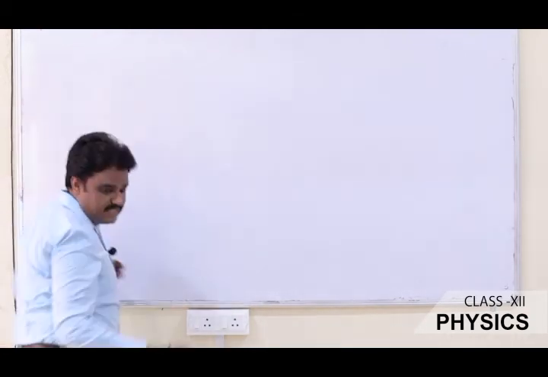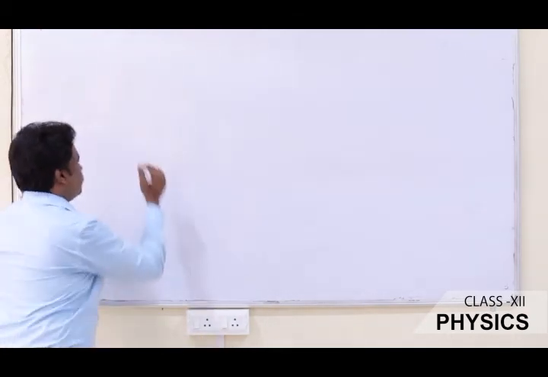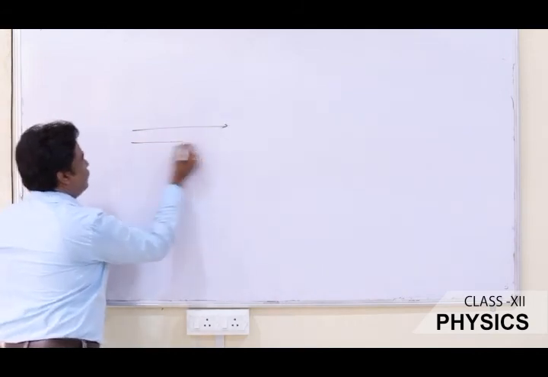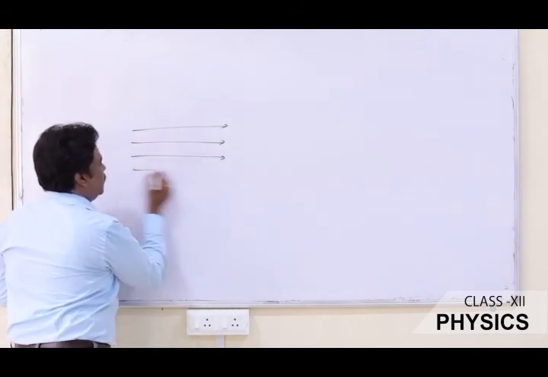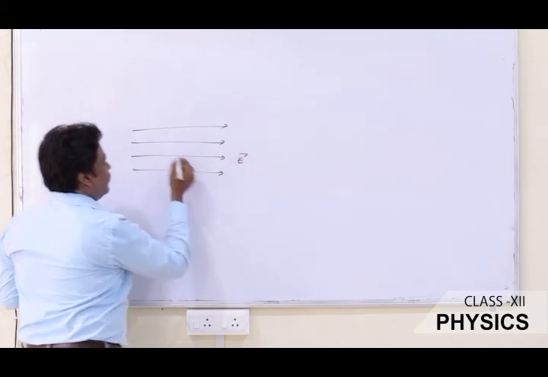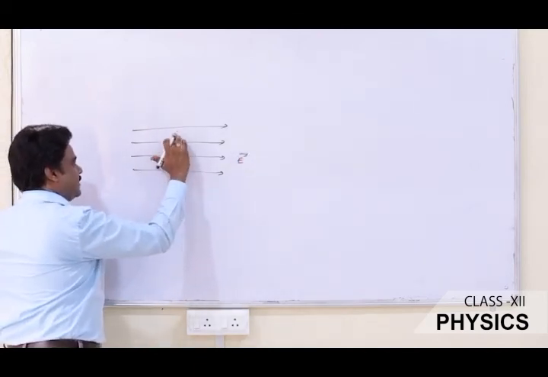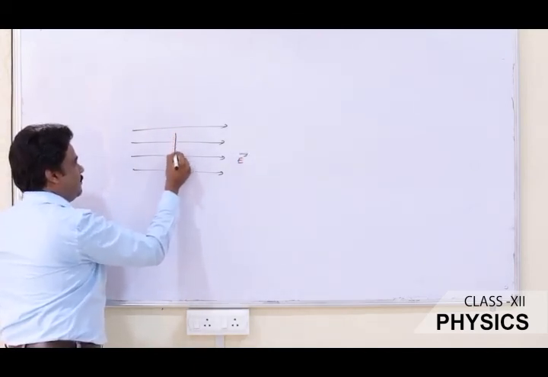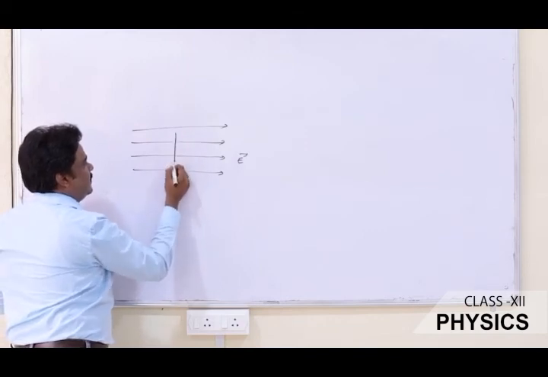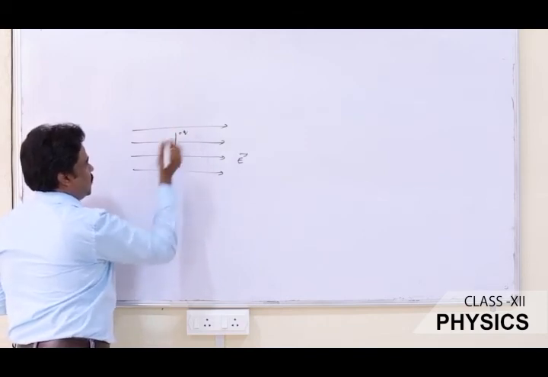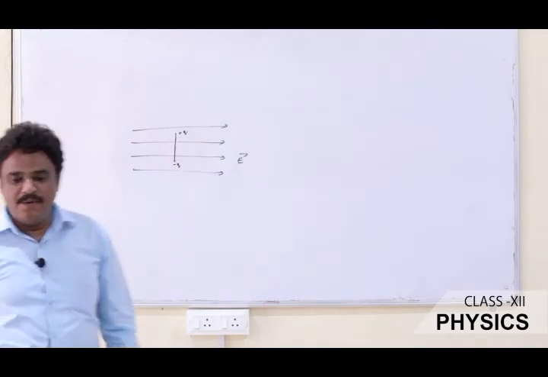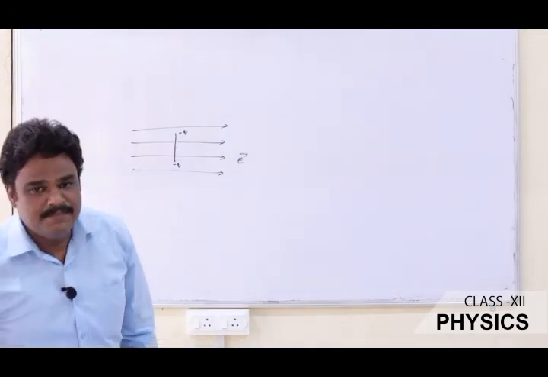Say this is a uniform electric field. What about the dipole? The dipole should be kept like this. I'm going to write it as minus q, plus q. And this orientation of the dipole corresponds to maximum torque.